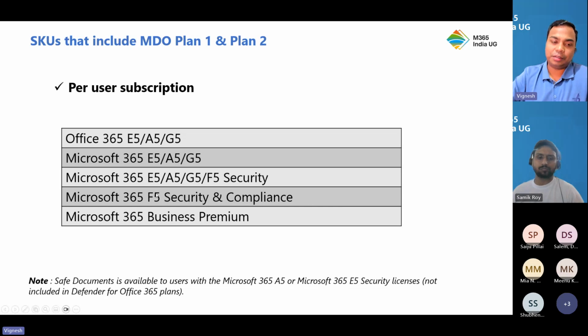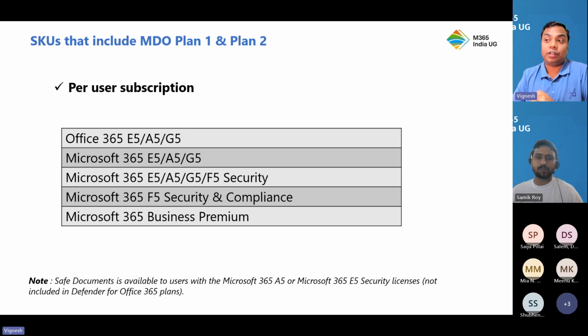Your base license should be something like your E5, G5, A5, or Business Premium. So those are the base licenses. When I say base license, I mean something which offers you the core capabilities of Microsoft 365, such as SharePoint, OneDrive, Teams, Power Platform, and so on and so forth, right? And this is something that you can purchase as an add-on, the Microsoft 365 F5 Security and Compliance, so that you would get the MDO plan 1 and plan 2 capabilities.